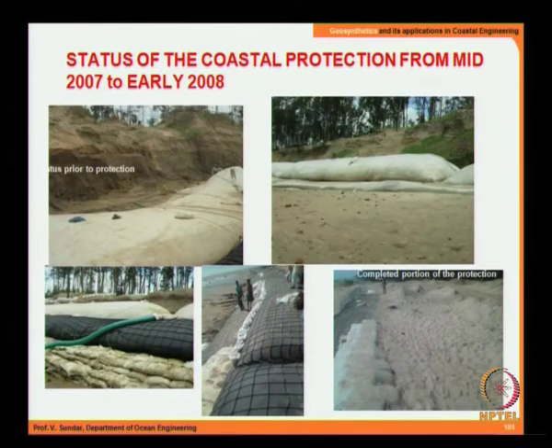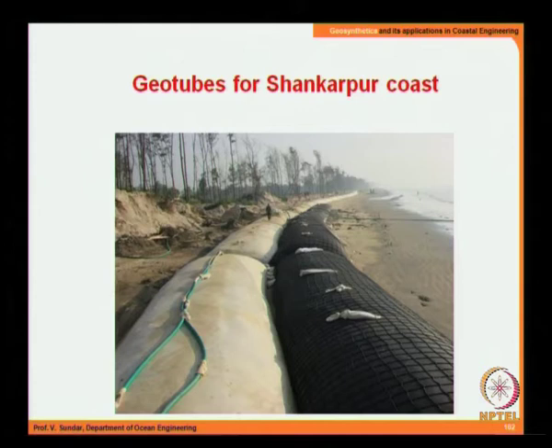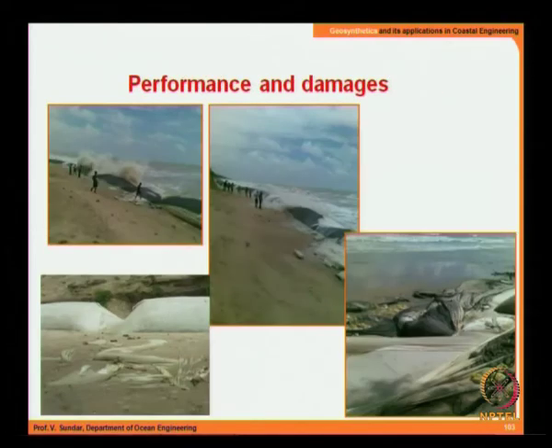And you see the view of the geotubes along the Shankarpur coast for a length of about 1 kilometer. The project was quite successful, but there were a bit of shortcomings. The geotubes are in position, but some locations have been damaged. So let us look at the problems. So I would like to say that the title is now performance as well as damages.